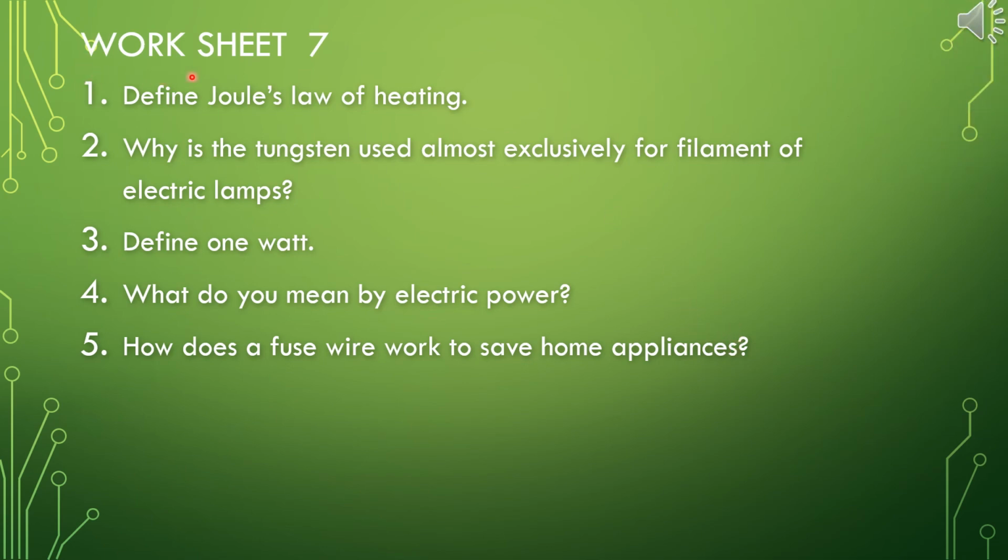Worksheet 7. The first question is, define Joule's law of heating. Second one, why is tungsten used almost exclusively for the filament of electric lamps? Third one, define 1 watt. Fourth one, what do you mean by electric power? And fifth one, how does the fuse wire work to save home appliances?